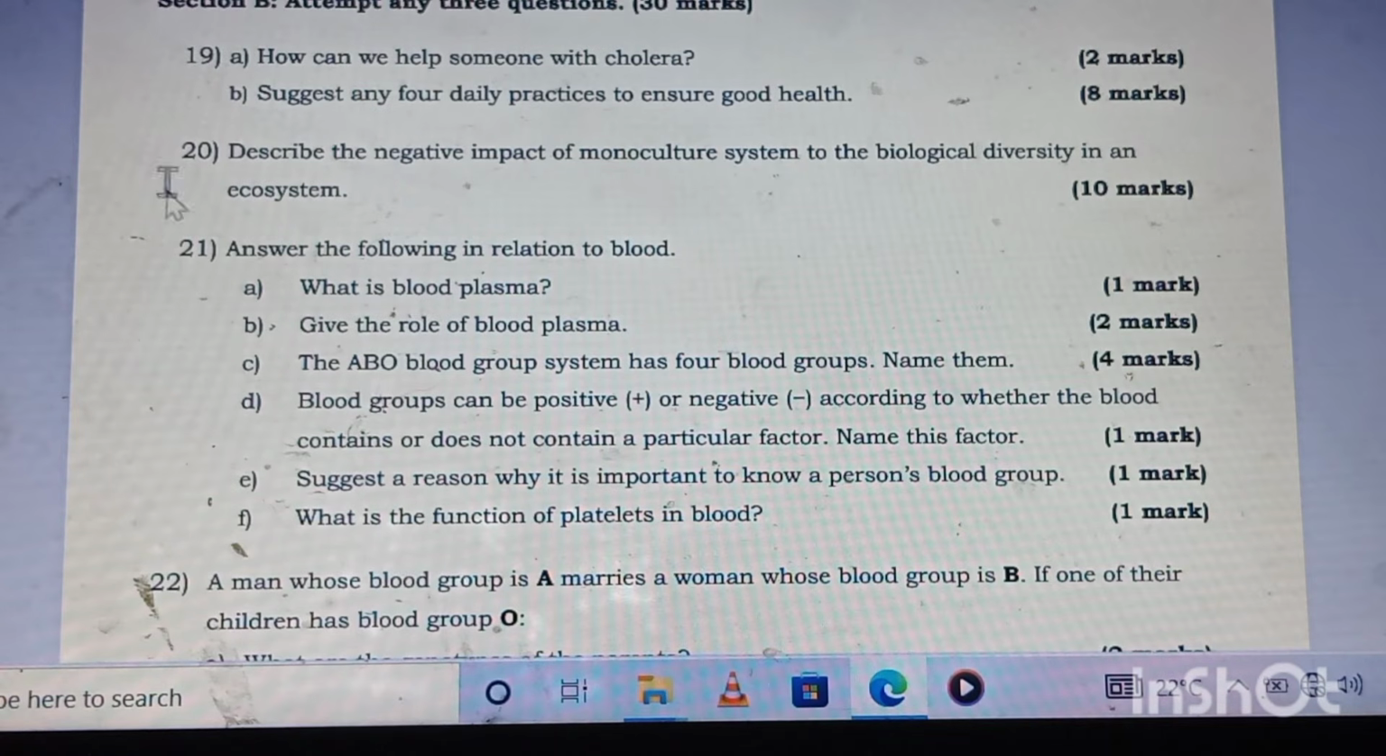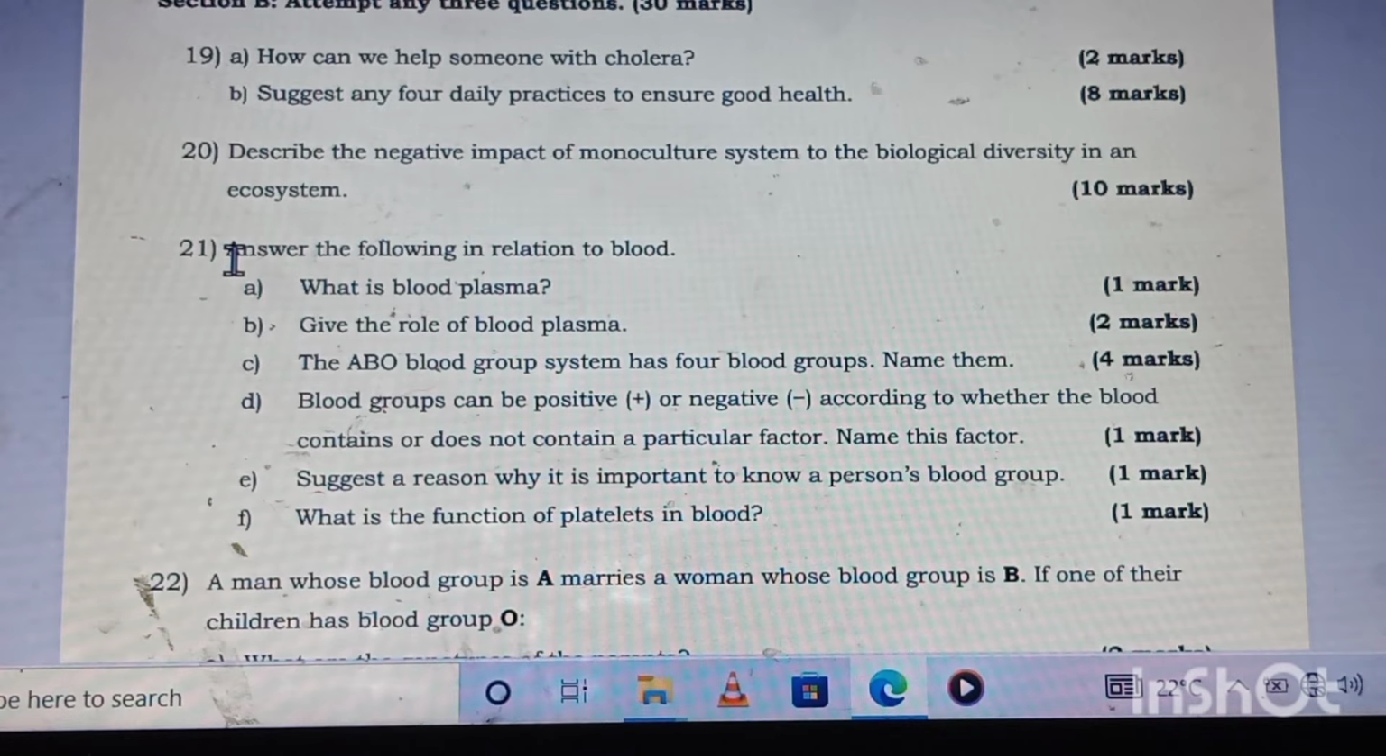Let me go now with question number 20. Describe the negative effect of nomenclature system to biological diversity in ecosystem. That nomenclature system can cause what you call loss of biodiversity.